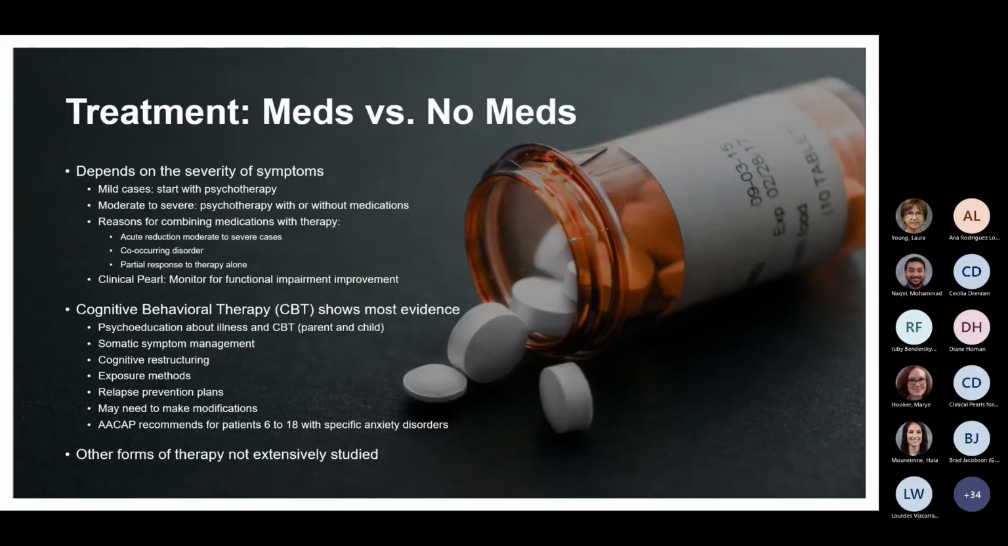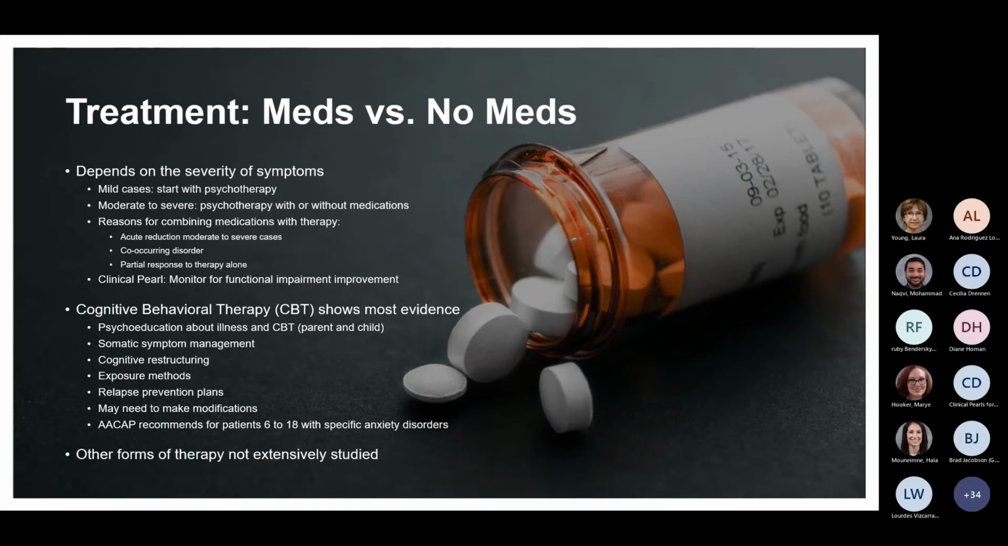Now, again, the conversation: meds versus no meds. What should we do? It's basically very similar to treating depression. It depends on the severity of the symptoms. So in mild cases, you start with psychotherapy, like we talked about with depression.